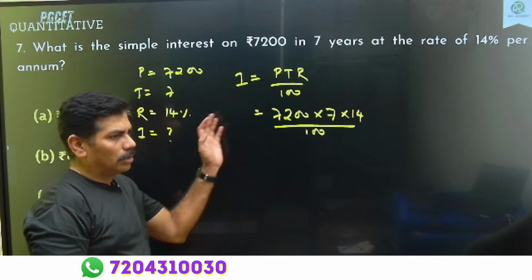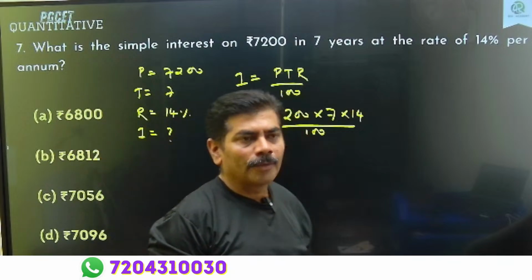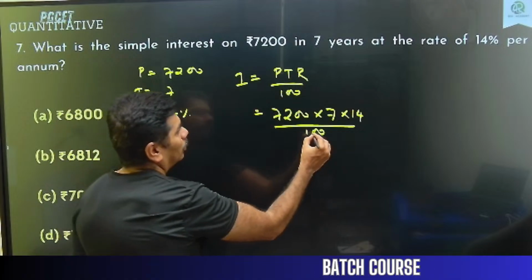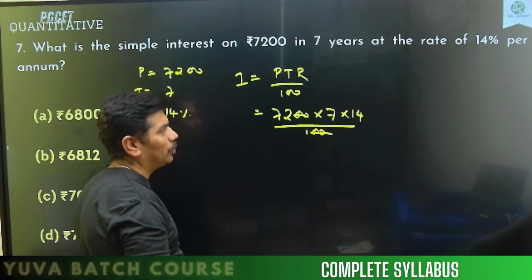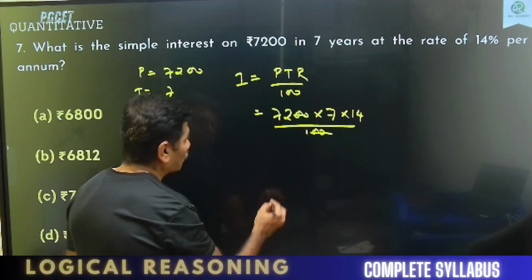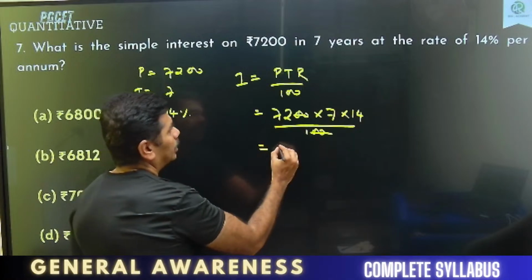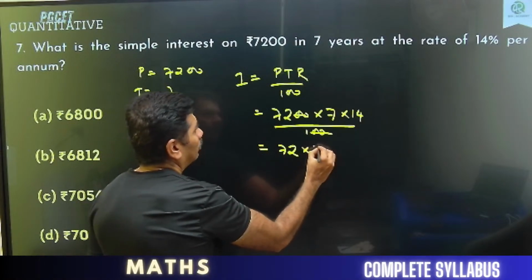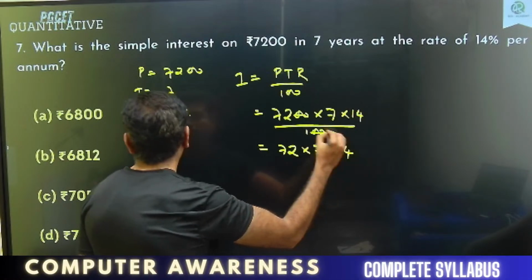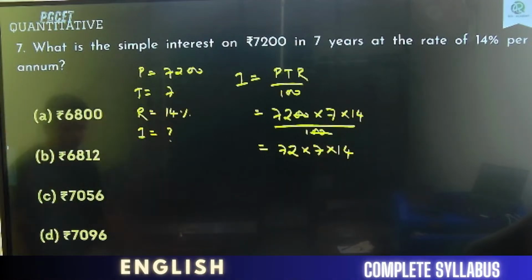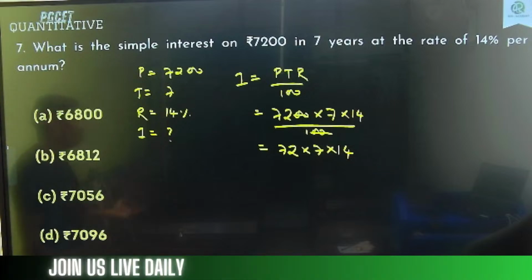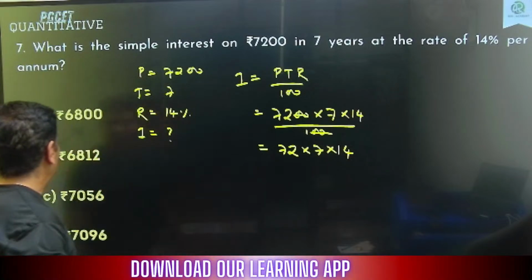Alright, so I have just substituted the values here. After substituting values, I cancel these two zeros. After cancelling zeros, what I get is 72 times 7 times 14. Okay, now again you need to decide.